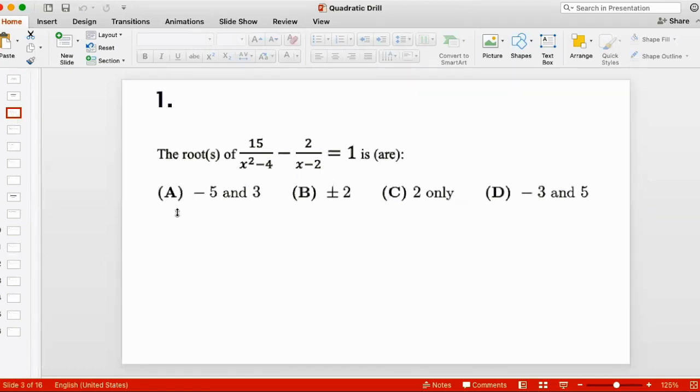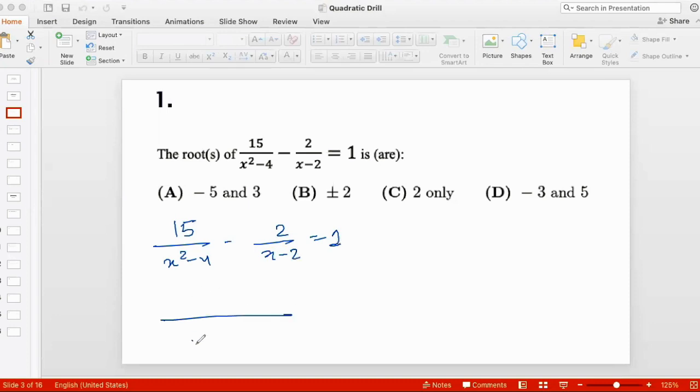So we have this equation, 15 divided by x square minus 4 minus 2 divided by x minus 2 is 1. And we are supposed to find the roots. So let's take the LCM of the denominators.